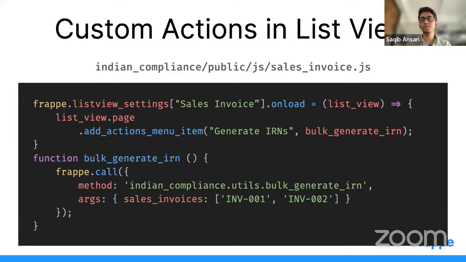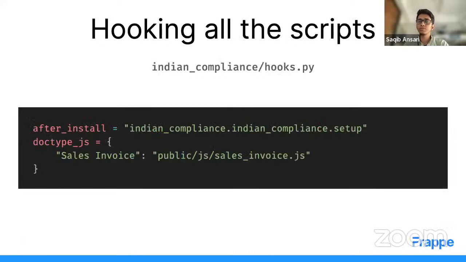So this is a use case of generating a lot of IRNs at once from the list view itself. So you will select 20 sales invoices and then use this button to generate IRNs in bulk. So yeah, then hooking all this to a script.